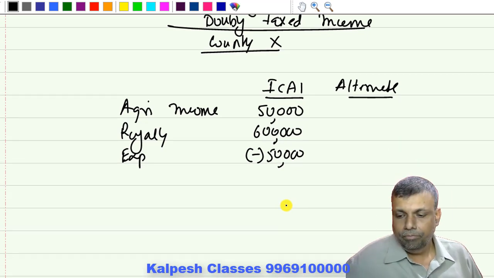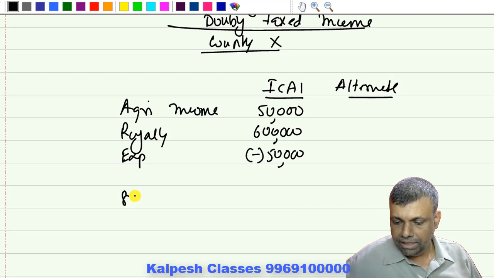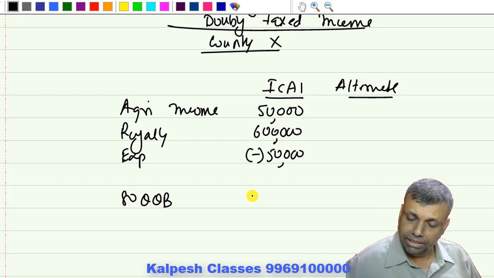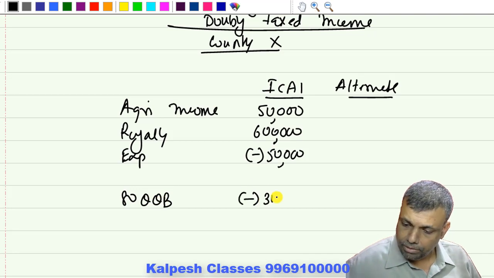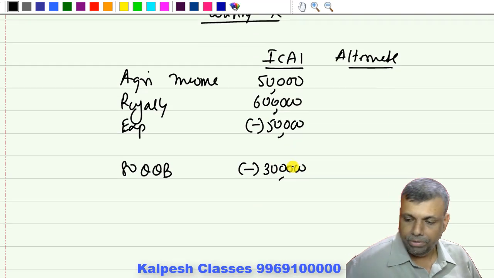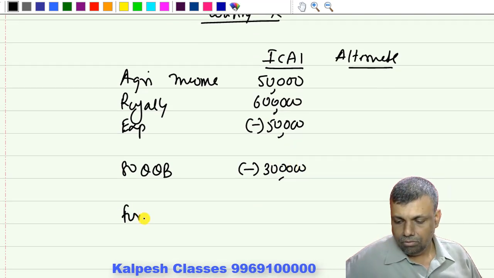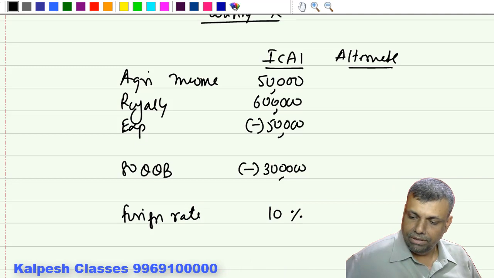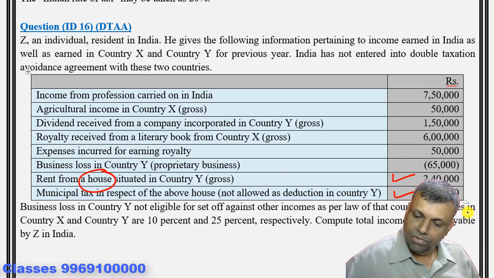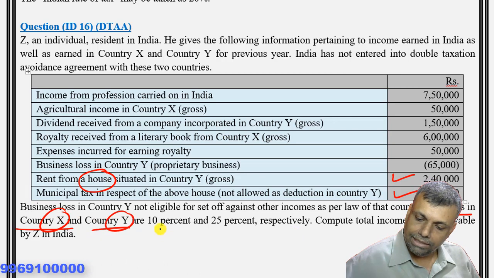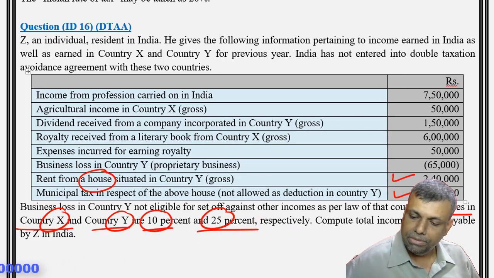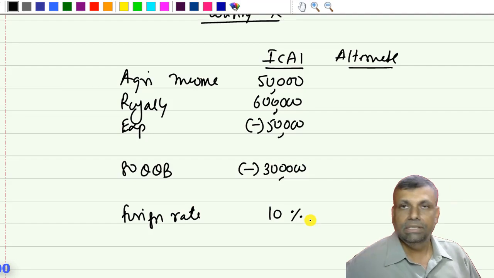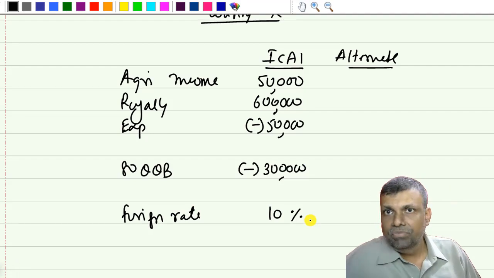Okay, now there was 80QQB, one of the things, I'm just gathering the data first of all, which Indian law in relation to this country had done. 80QQB was a deduction of 3 lakhs of rupees. Now the foreign rate of tax, which is already printed in the question, is 10%. See this, the tax rate of X and Y is 10% and 25% respectively. So it is 10%.